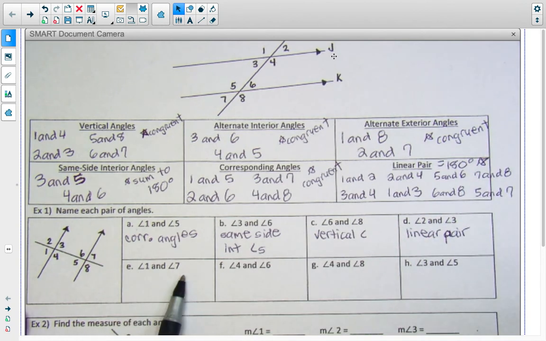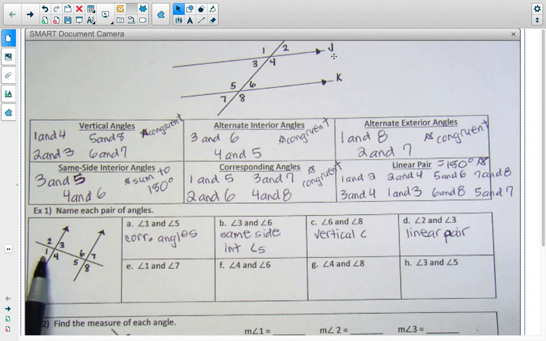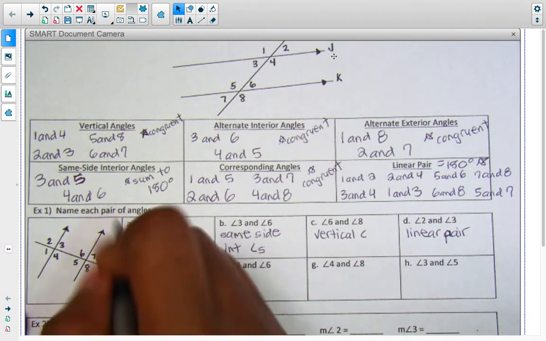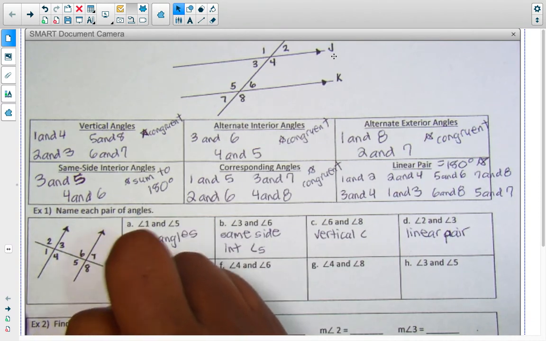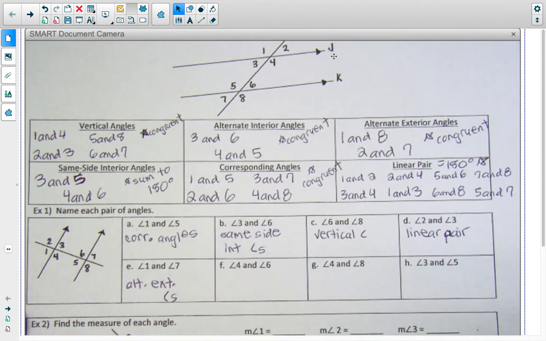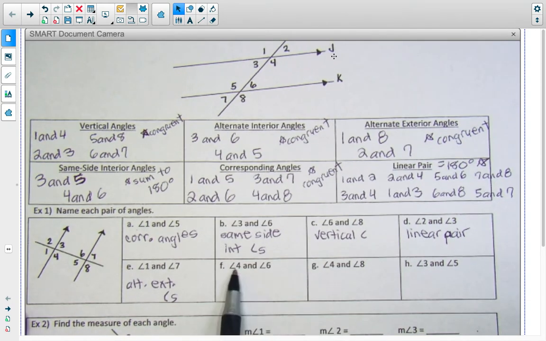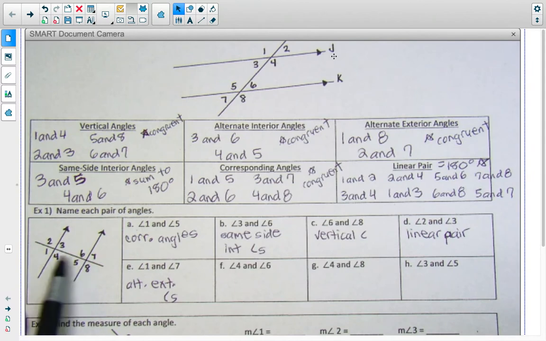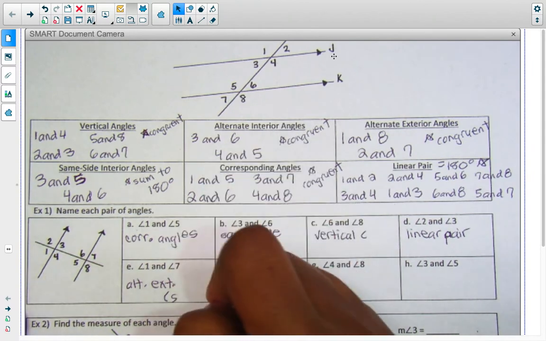Angle 1 and angle 7, where 1 is up here and 7 is down here. These are outside angles, and they're on the opposite side. So these are alternate exterior angles. Angle 4 and angle 6. So there's 4 and there's 6. They're on opposite sides. These are alternate interior angles.